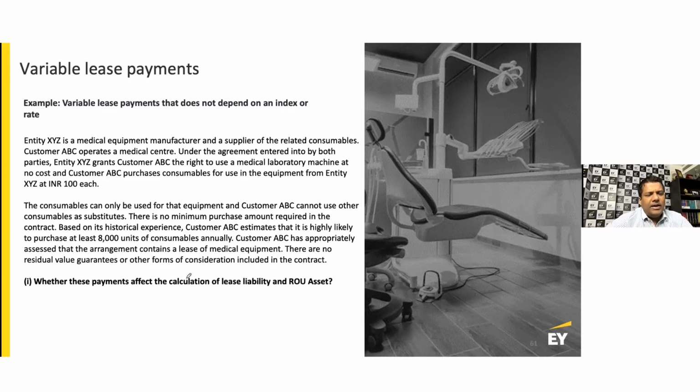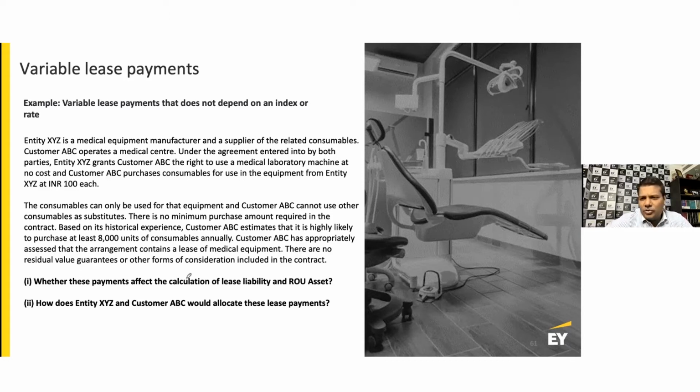Now, the question is whether these lease payments affect the calculation of lease liability and ROU asset, right? And I'm assuming now you know the answer by this time, and Alan will go through the answers, right? But my sense is that there is no lease liability and ROU asset because everything is variable, not linked to an index or a rate. It is based on consumption, and though there is a high degree of estimate, as I said, you don't do accounting here based on estimates. Here you will do accounting only based on actuals.